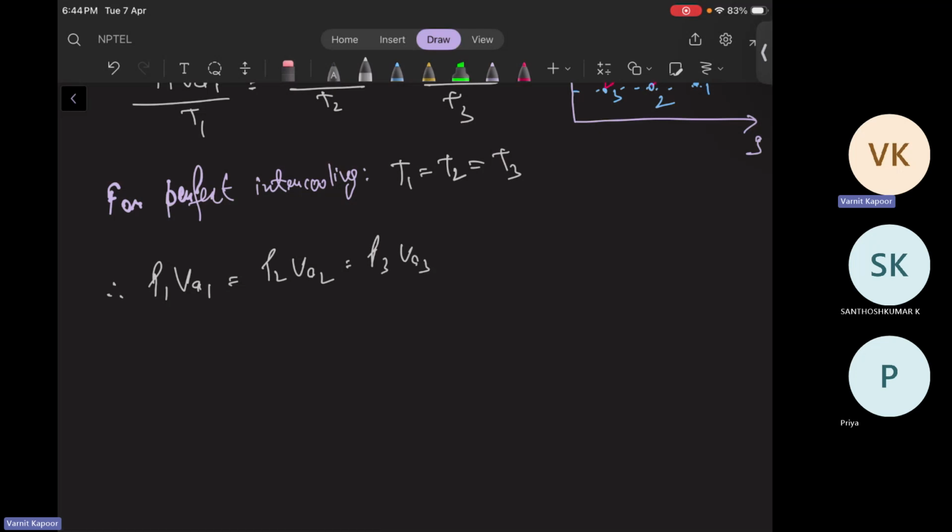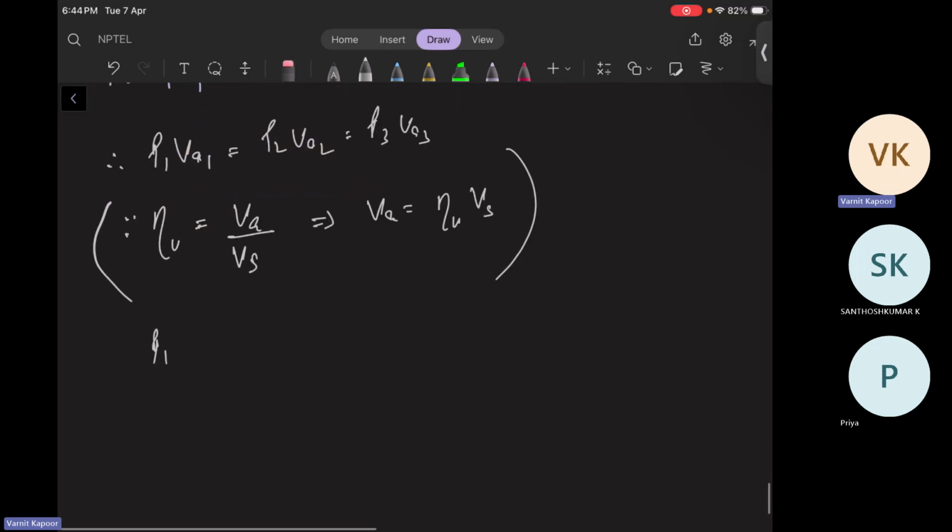Okay. Now we know what volumetric efficiency is. Volumetric efficiency is nothing but V actual with respect to V swept. VA1, VA2, VA3 are your actual volumes, and Vs is your swept volume for each cylinder. So what will be your actual volume in terms of volumetric efficiency? Put this back again.